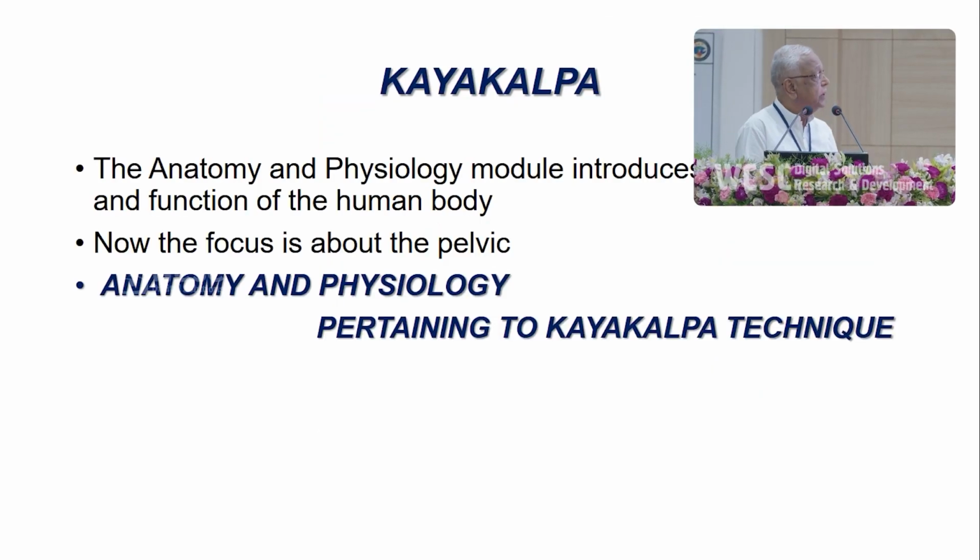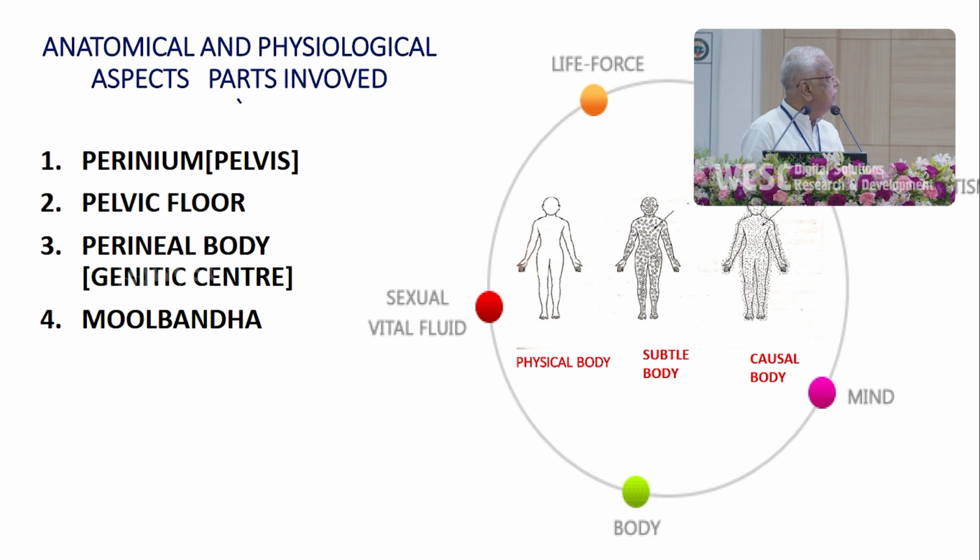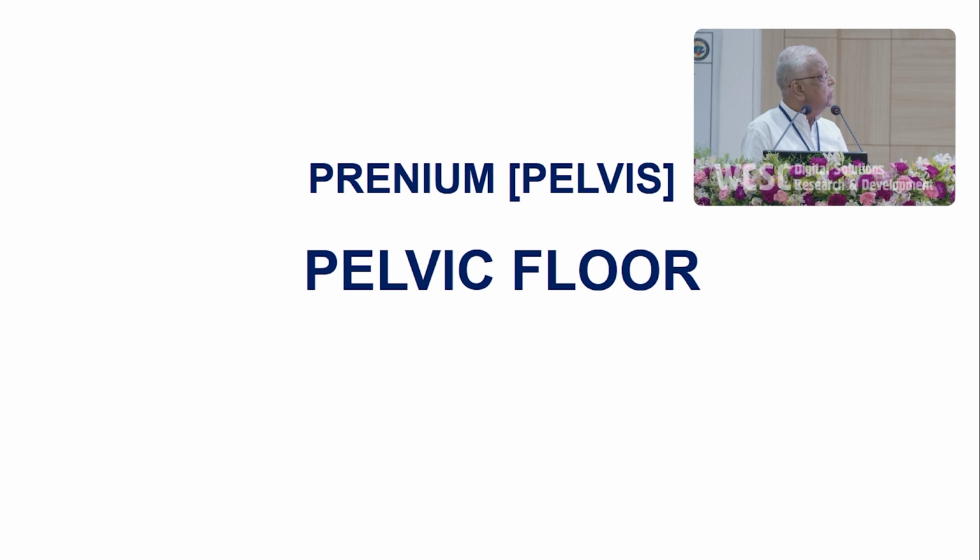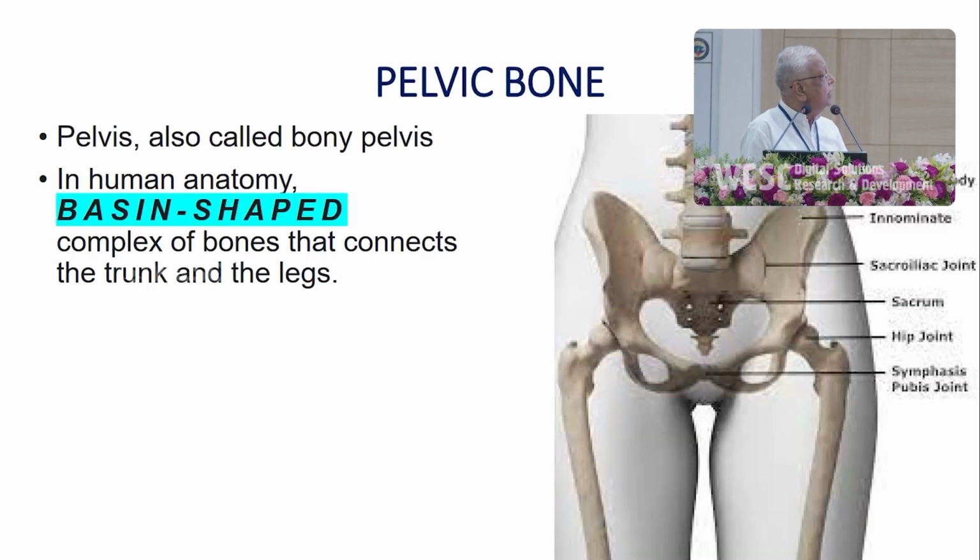This is mainly pertaining to the Kayakalpa, that is the pelvis. And here I am dividing it into perineum, pelvic floor, perineal body and Mulabandha. These are all very much intricately connected to the Kayakalpa. In that, the perineum or pelvic floor is the most important one. We are going to concentrate only on this pelvic floor.